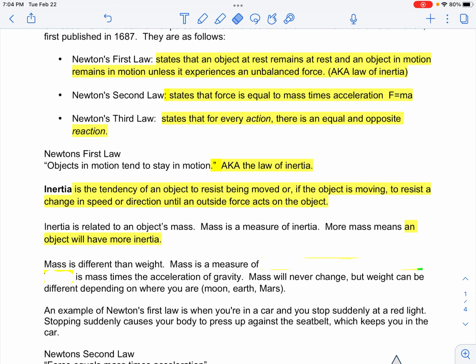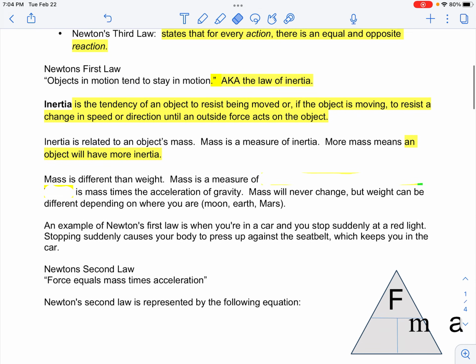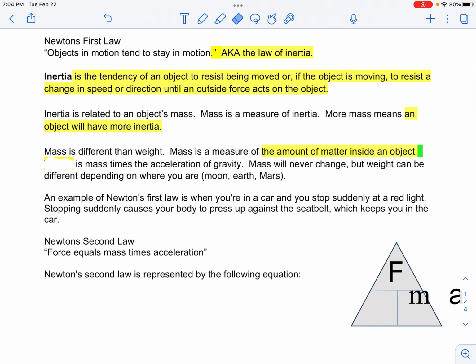Mass is not weight, though. That's an important distinction. Mass is a measure of how much stuff is inside of an object. Okay, so the amount of stuff inside of me is my mass, and that doesn't change whether I'm here or whether I'm on the moon.